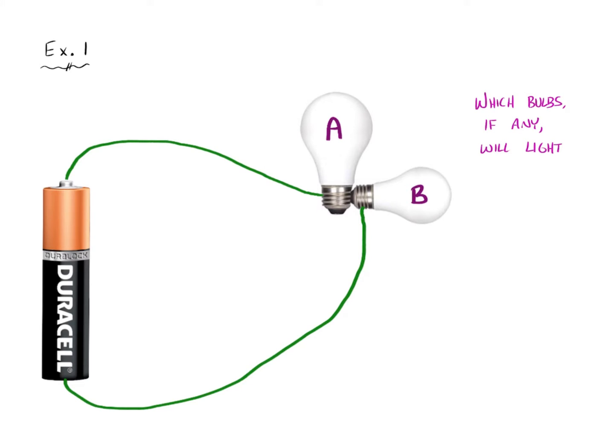All right, so now we'll look at a few examples, and the goal is to determine which of these light bulbs, if any, are going to light. And we have to think about that based on how they're set up.